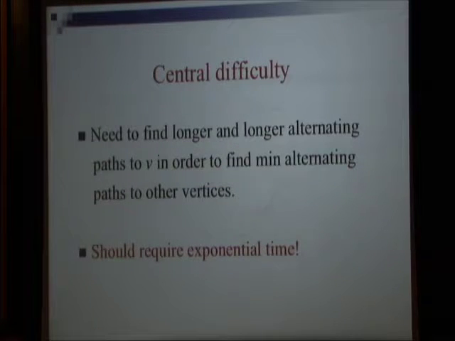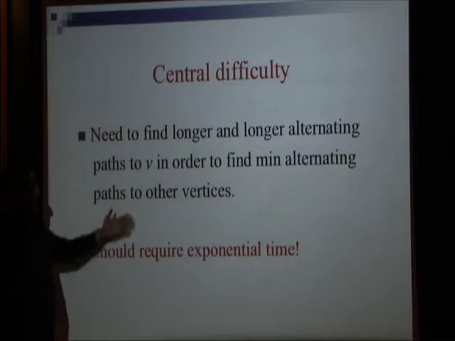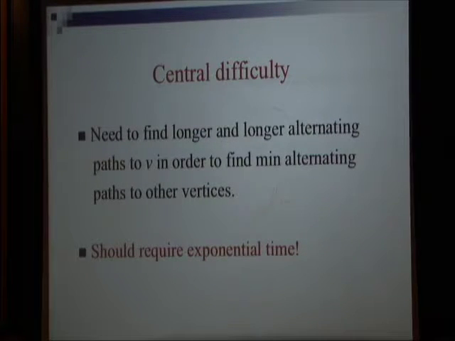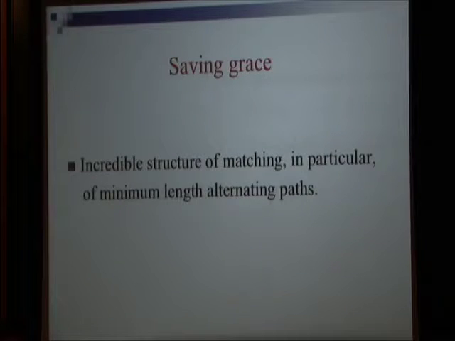You want to look at the maximal. Yeah. I'm just looking at the problem of finding even levels and odd levels, which is sort of a subcase of finding the paths themselves, right? So that's the basic difficulty, that it looks like it should be taking exponential time, forget about linear time, right? And yet there is this incredible structure of matchings and minimum length augmenting paths, alternating paths, okay?